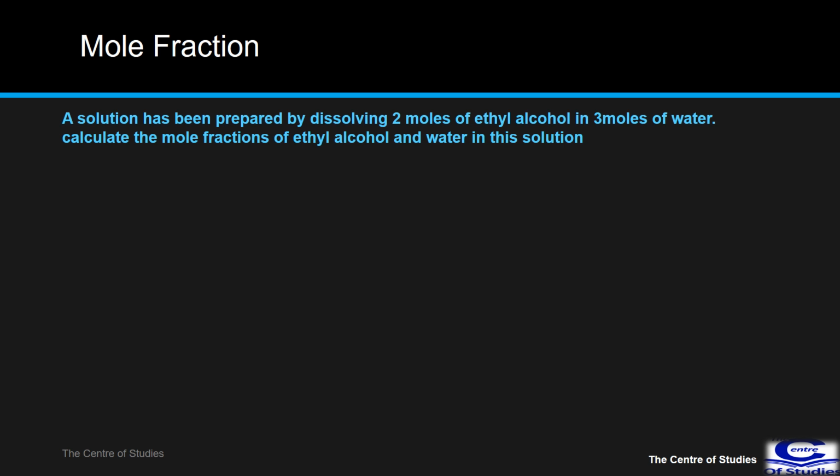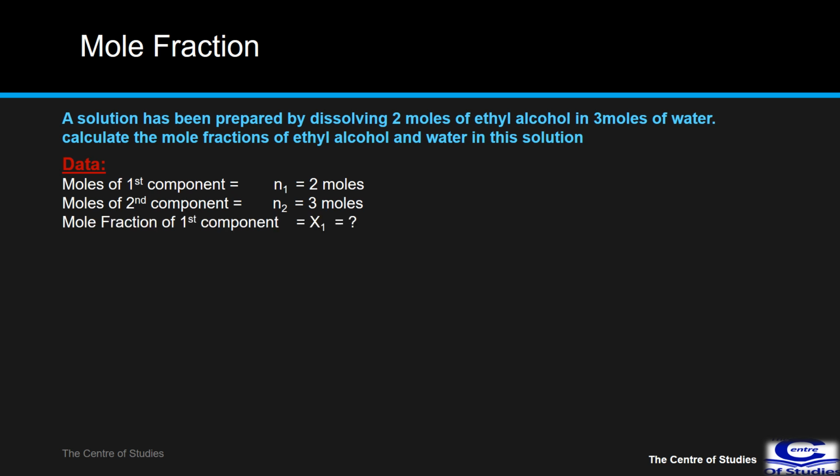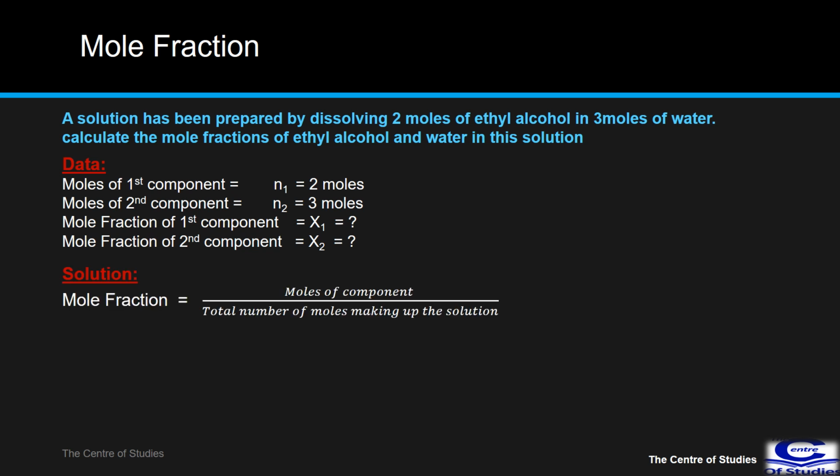The mole of the first component, ethyl alcohol, is represented by N1, which is 2, and the mole of the second component, water, is represented by N2. Whereas the mole fraction of the first component, ethyl alcohol, is represented by X1 and the mole fraction of water is represented by X2. Here is the solution. Since the mole fraction is the ratio between the moles of a component divided by the total number of moles making up the solution, first we will calculate the mole fraction of ethyl alcohol.